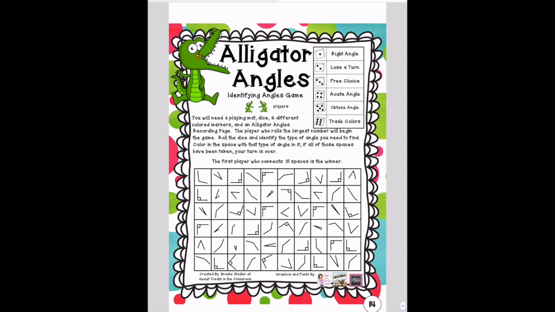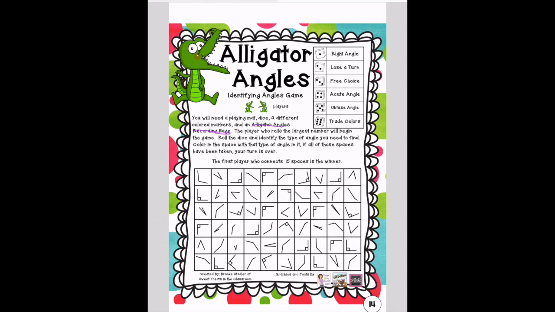All right, and lastly, we've got an alligator angles game. Okay, this is optional. You can play this by yourself. You can play this with somebody at home. All right, so what you're going to need is this page, and you're going to need dice, and you're going to need two different types of colored pencils or markers, okay? And you're not going to need this alligator's angle recording page.